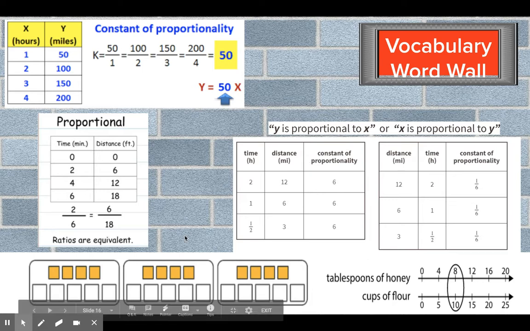So what I will make sure I do, moving forward in our Google Classroom, is that there will be a space in the classwork section that has a vocabulary word wall. I'll upload this slide to Google Classroom so that you always have a reference to this type of academic language.